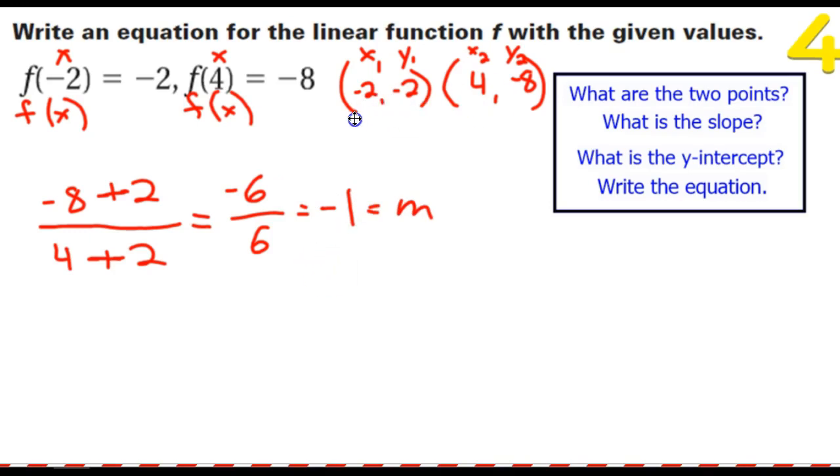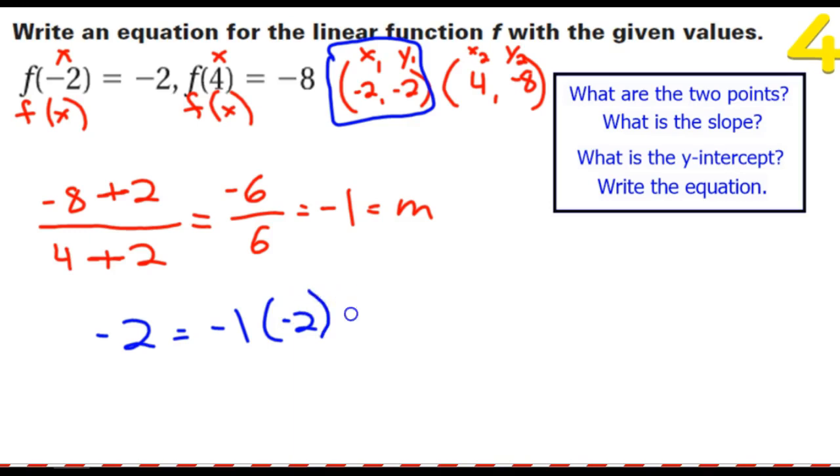Now I'm going to pick one of these points. I think I'm going to pick the negative 2, negative 2, and I'm going to put that into our equation. Our y is negative 2 equals negative 1, which is our m, times negative 2 plus b. Negative 1 times negative 2 gives us a positive 2, so negative 2 equals 2 plus b.